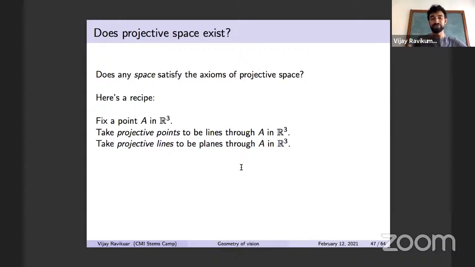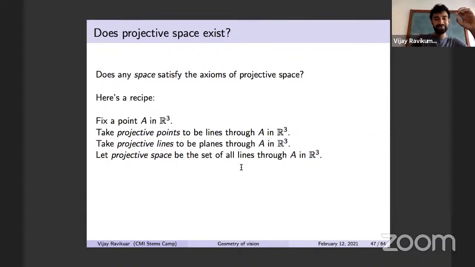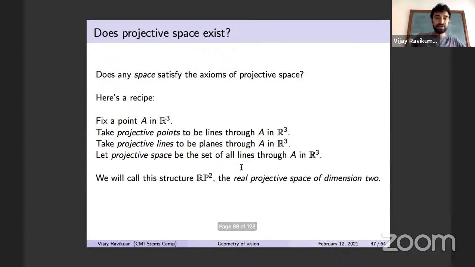In a similar way, if a projective point is a line through A, then it makes sense to think of a projective line as a plane through A. So it's a collection of lines through A, which are related to each other in that they all sit inside of a plane. So we're defining it that way. And finally, we'll define projective space to be the set of all lines through A in R3. This structure, projective space, we'll call the real projective space of dimension 2. That's how mathematicians usually refer to it, RP2. So the points of projective space are just the lines through A. The lines in projective space are really the planes through A in R3.